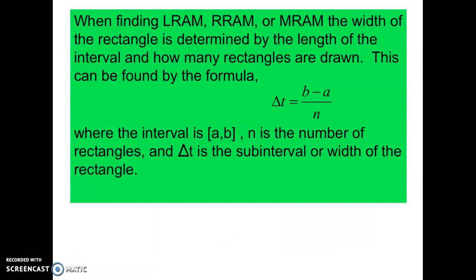So when we're finding the LRAM, the RRAM, or the MRAM, the width of the rectangle is determined by the length of the interval and how many rectangles we want to draw. This can be done by using this little formula. Delta t, or the width of each rectangle, is equal to the interval, from a to b, subtract a from b, and then divide by n, the number of rectangles. So delta t is considered the subinterval or width of the rectangle, or in other words, how often we need to measure.